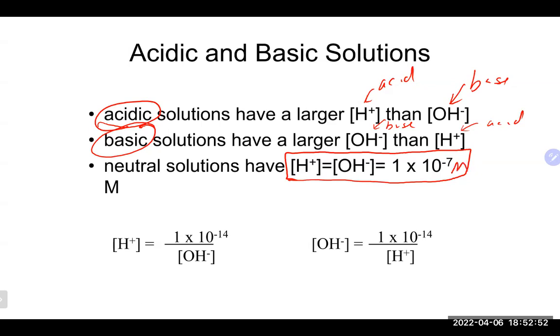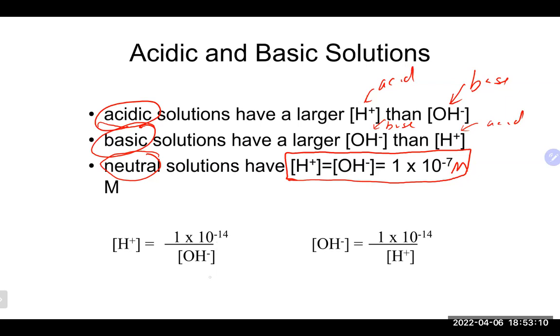And it would be a neutral solution in that case. So to do the calculations, the good news is this is the same calculation regardless of which one you're given. You're going to take 1 times 10 to the minus 14, which is the value for Kw. And by the way, you always have that number. So 1 times 10 to the minus 14 is the number you always have.